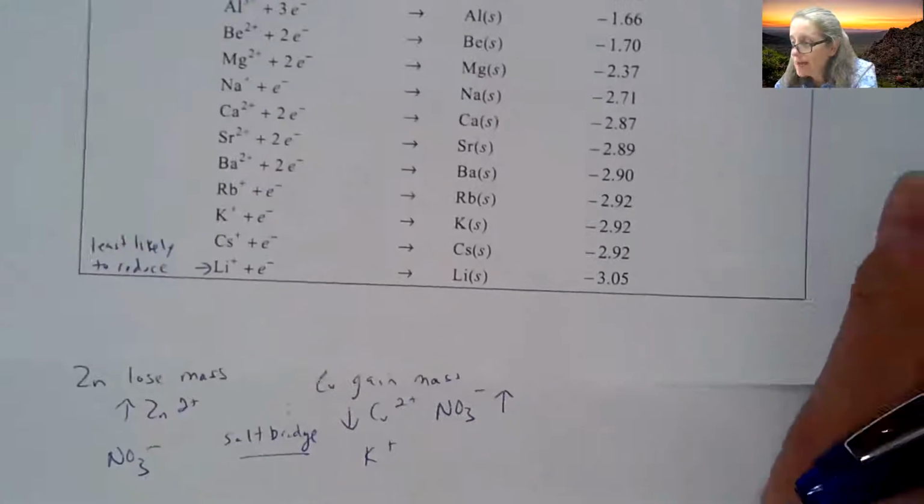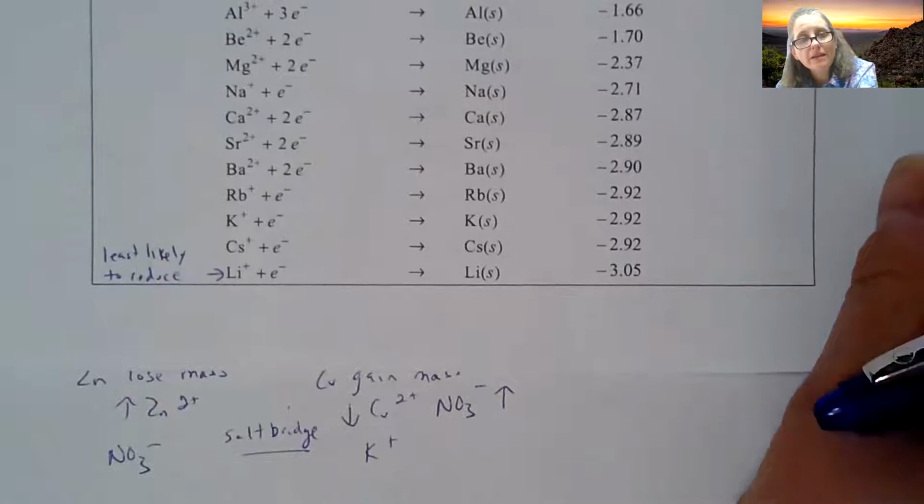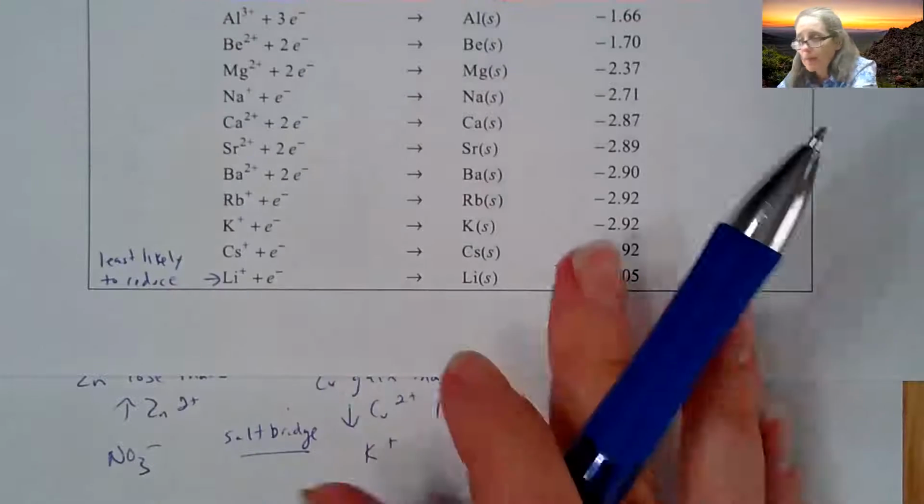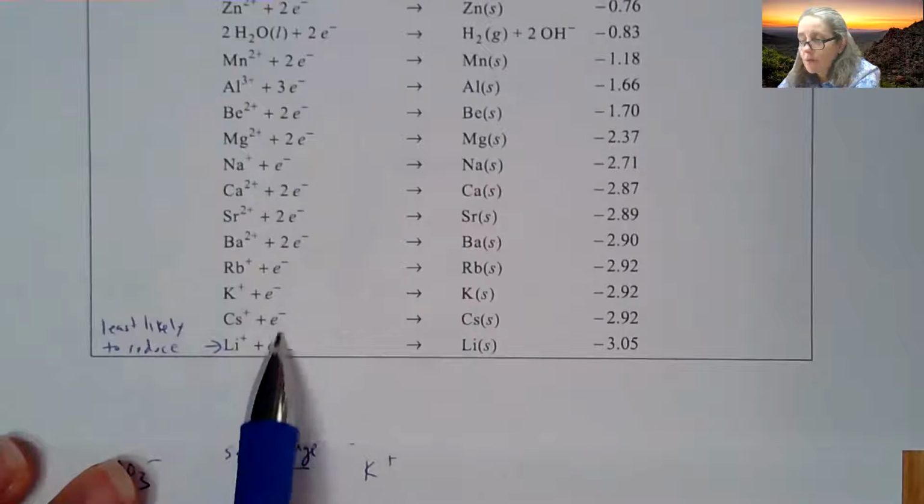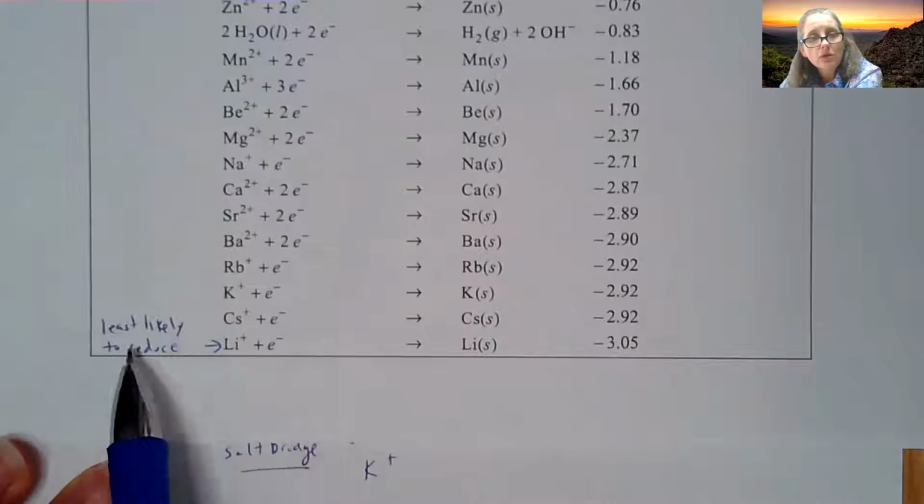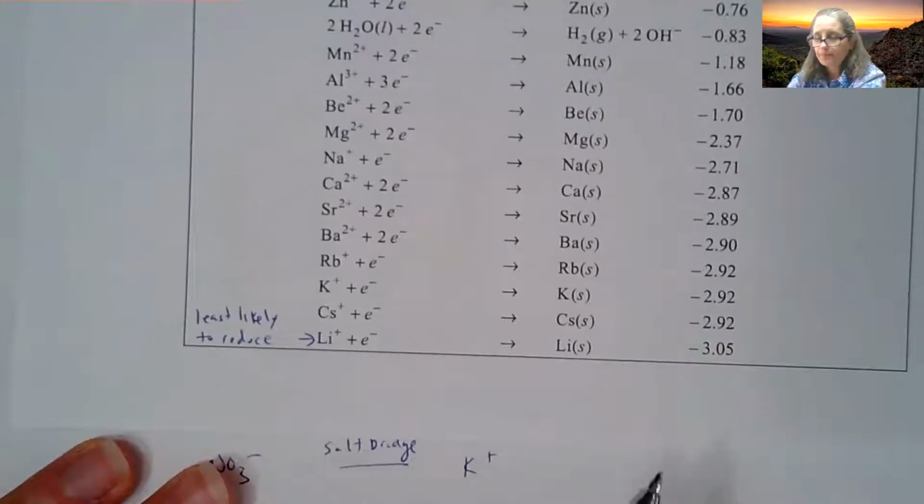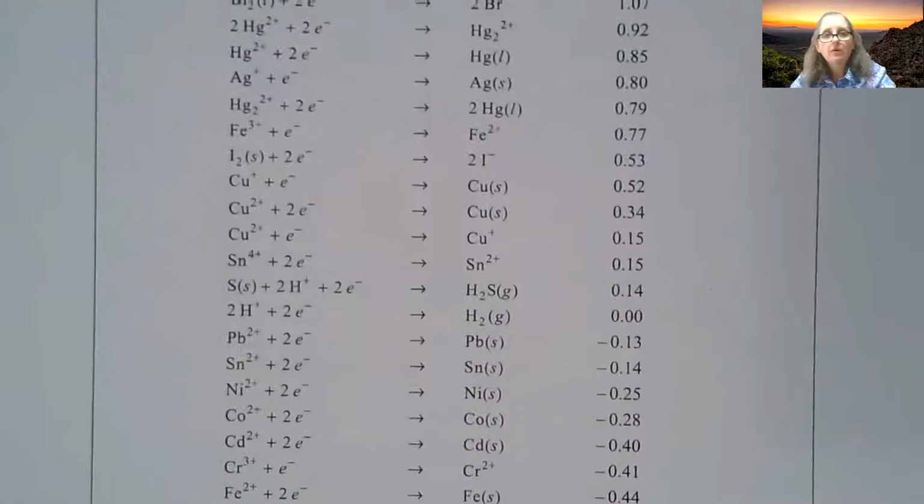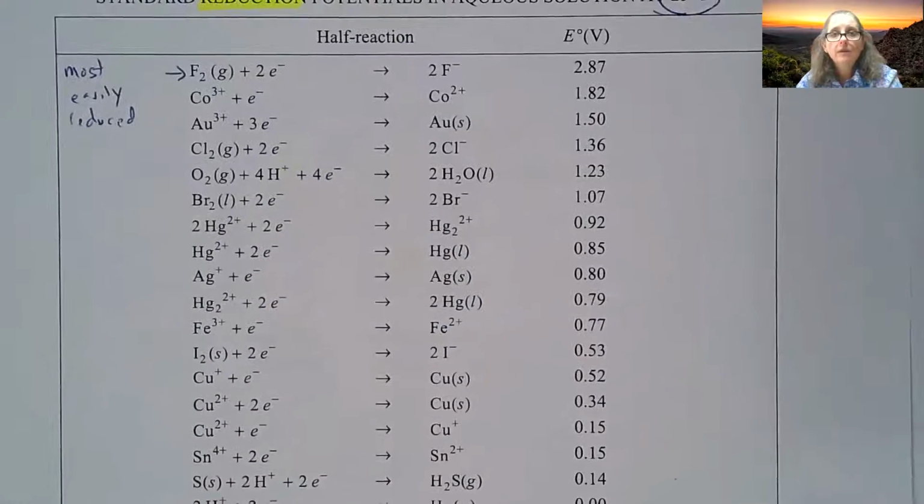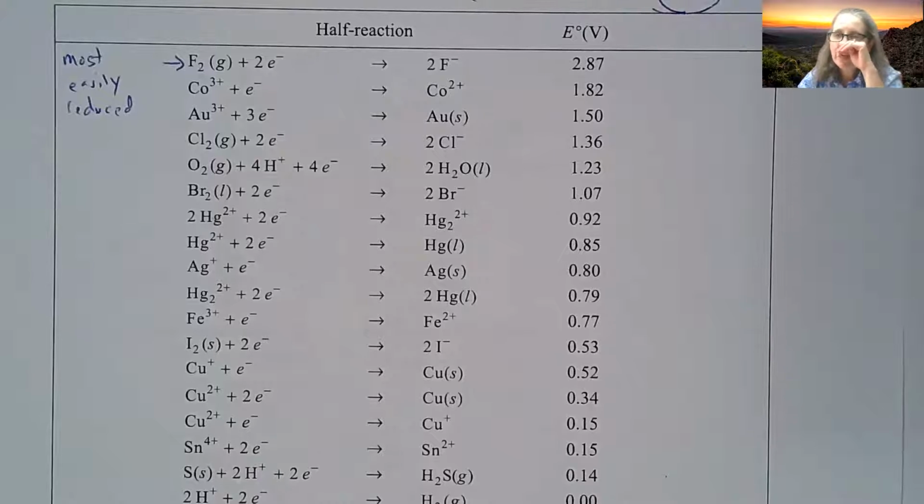Well, if you go to the bottom of the table, something like lithium or any of these metals, they don't want to gain electrons. They actually want to lose. So write down least likely to reduce. So the further you are up on this table, the more likely you are to reduce. The further down you are, the more likely you are to oxidize.